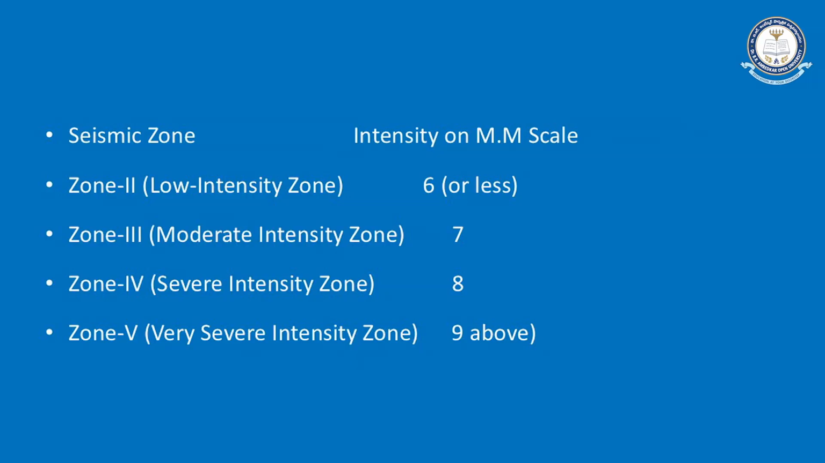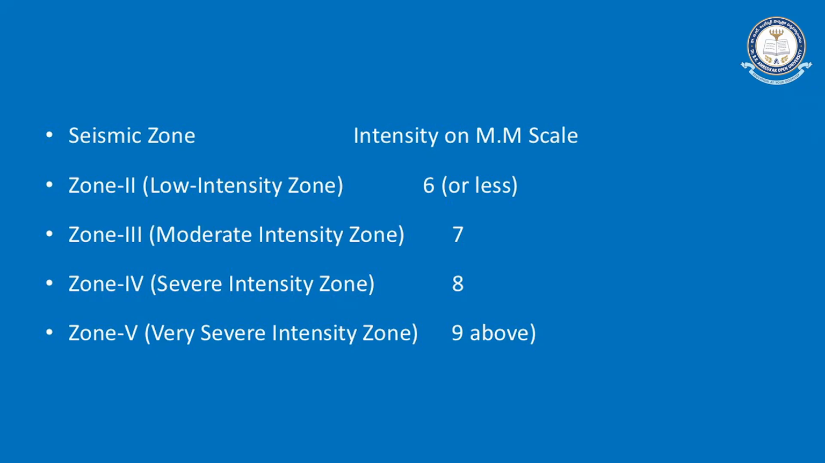Seismic zones are basically measured in terms of the Mercalli scale, which has different zones. Zone 2 is about magnitude 6, and zone 3 is a moderate intensity zone with 7. Zone 4 is the severe intensity zone at around magnitude 8, and zone 5 is the very severe intensity zone with above 9. With these scales of intensity we can measure the movement of the earth and estimate the damage caused.